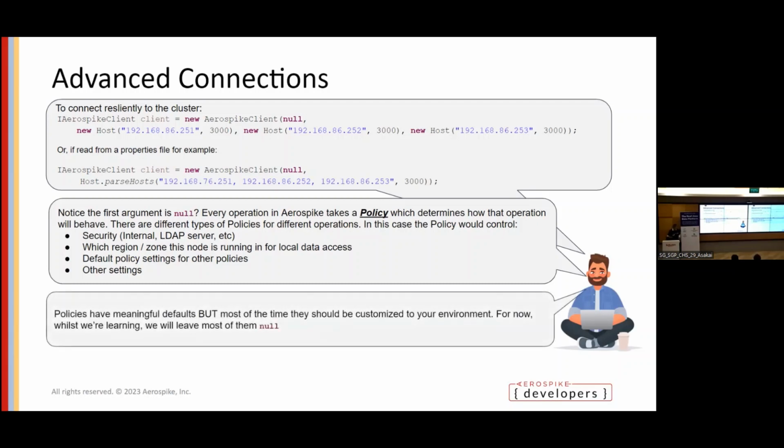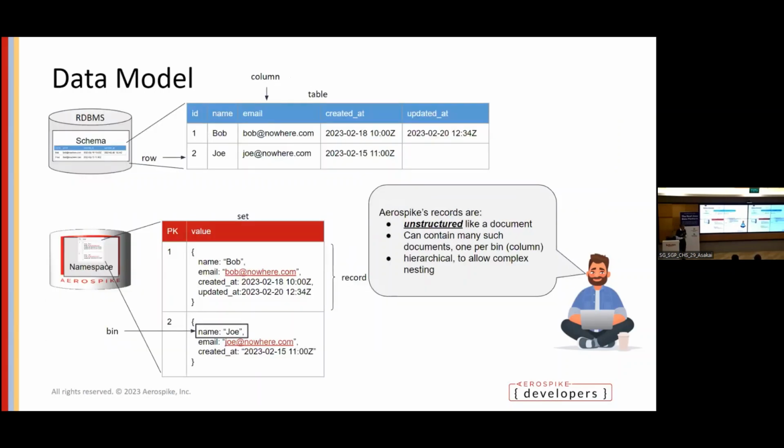So let's take an example of how the Aerospike data model looks. If you want to do a one-to-one comparison with a relational database, what you call a schema in a relational database is what we call a namespace in Aerospike. What happens to a row? A row becomes a record in Aerospike. Every row is called a record, and every column is called a bin.